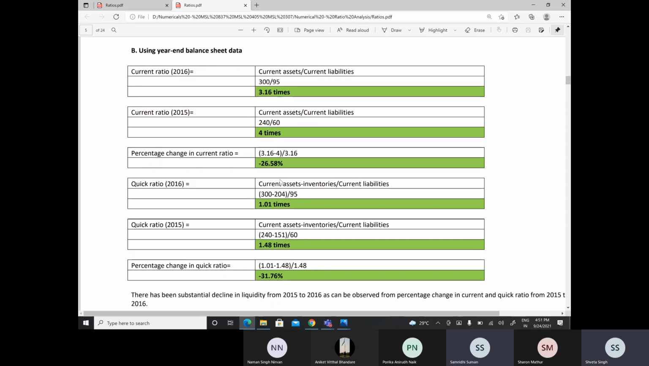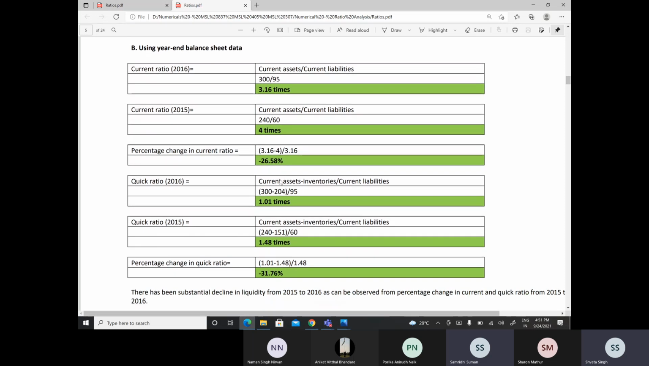Then when we use the year-end balance data, then the current ratio for 2016 becomes current assets by current liabilities. That is 300 by 95, that is 3.16 times. The current ratio for 2015, the same figures for 2015, 240 divided by 60, that is 4 times. The percentage change in current ratio, as you can see, is minus 26.58% from 2015 figures to 2016 figures. So the liquidity has actually gone down.